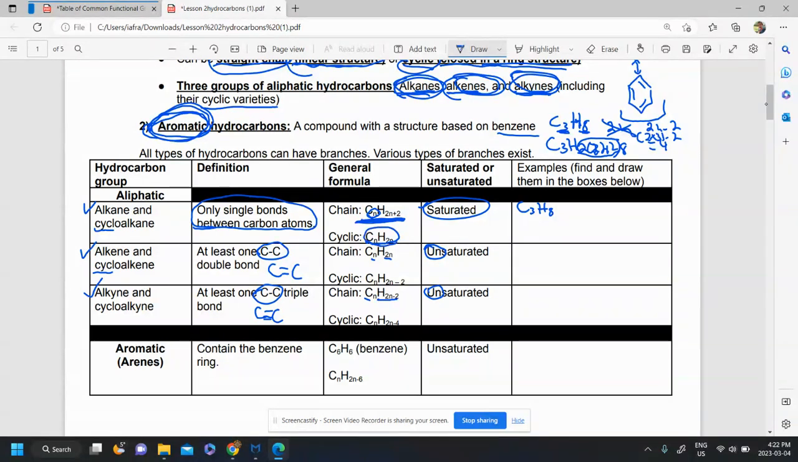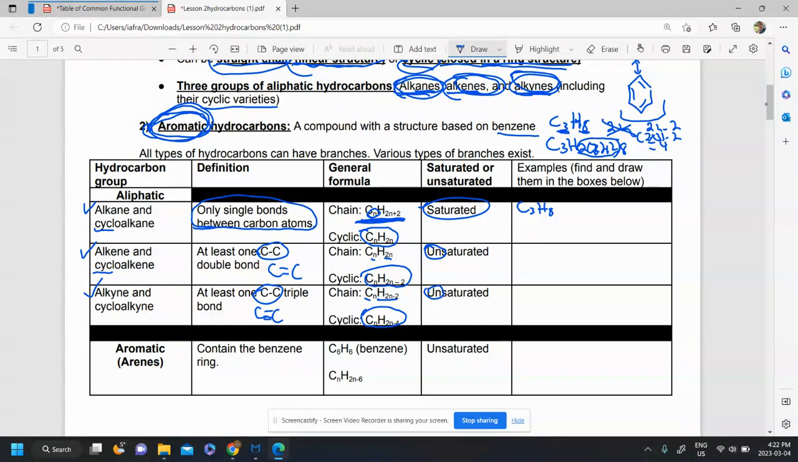The cyclic formula is a little bit different. Because it's connected at two ends, you actually have to remove some H's to make room for that, to make a ring structure. It's still considered saturated, but it's a ring structure with only single bonds. It's CnH2n. And we'll go over that in more detail later. Same thing, pay attention here to the cyclic ring structure for cycloalkenes and cycloalkynes. They're a little bit different. You have to remove more H's to connect the ends of the molecule together to actually make a ring overall.